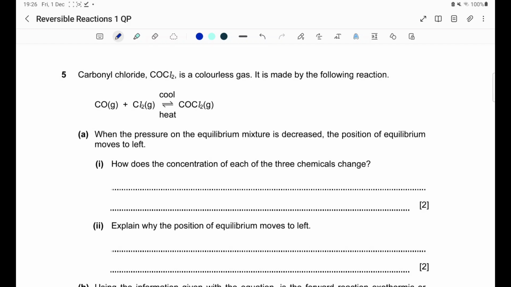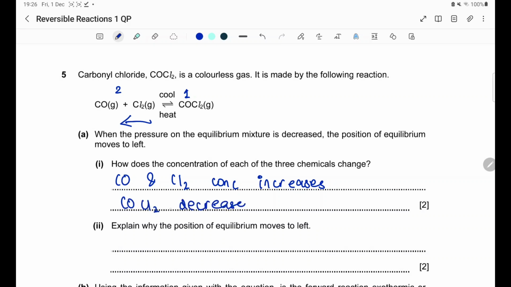Right, so when the pressure on the equilibrium mixture is decreased, the position of equilibrium moves to the left. How does the concentration of each of the 3 chemicals change? Well, if you're moving to the left, then the concentration of the reactants will increase, which is CO and Cl2. Their concentrations will increase. Wherever equilibrium is shifting to, that side's concentration will always increase. And the product's concentration would decrease.